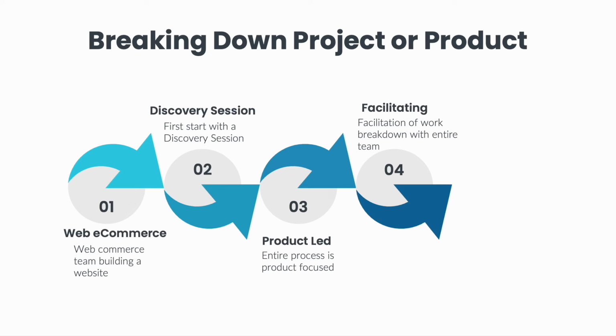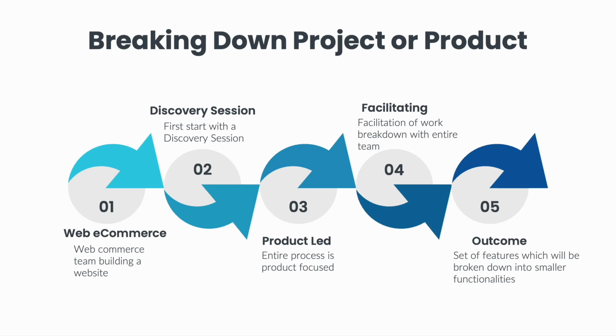As mentioned before, some teams might not have a dedicated product lead. In that case, most likely an analyst from the team might take on that role, or that role might be shared by the entire team. The outcome will be a set of features which will be broken down into smaller functionalities. This exercise of breaking down the project is usually a series of working sessions.